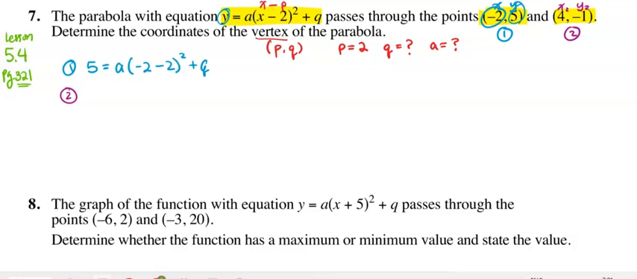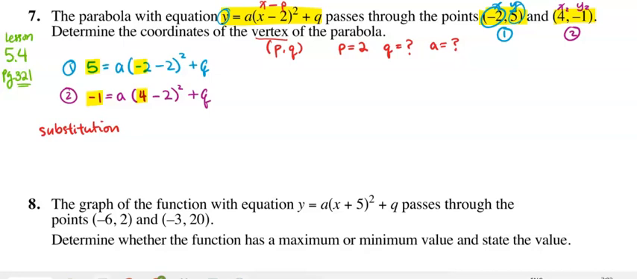Okay, now let's go to the second equation. Again, just replacing the x and y values here in both. Now I've got a system, 2 equations, 2 variables. We have multiple ways of solving this. You can use substitution or elimination method. I'm going to go ahead and try substitution method here.